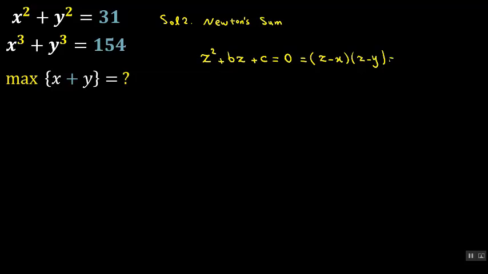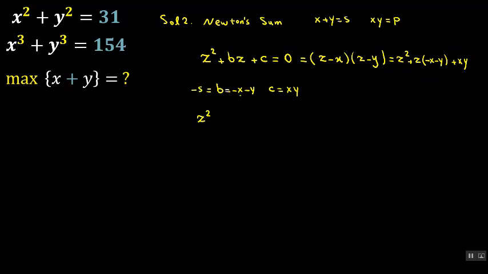Now here if you expand this, it will be z squared plus z times (minus x minus y), and minus x times minus y will be plus xy. If you consider the coefficients, b will be negative x negative y, and c will be xy. So again I define x plus y equal to s, the sum, and xy equal to p, the product. So our function will be what? z squared, x plus y is s, so b will be negative s, so I define minus sz, and c is xy, which we've defined as the product p, equal to 0.